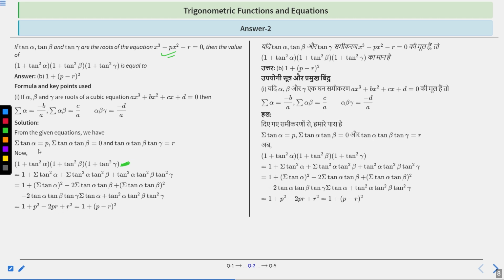Now you can put these values: summation of tan alpha is equal to p, summation of tan alpha tan beta is equal to 0, and summation of tan alpha tan beta tan gamma is equal to r. By putting these values, you will get 1 plus p square minus 2pr plus r square, which is equal to 1 plus (p minus r) whole square, right? 1 plus (p minus r) whole square. Clear? Therefore, option B should be the right choice. 1 plus (p minus r) whole square. Got it?